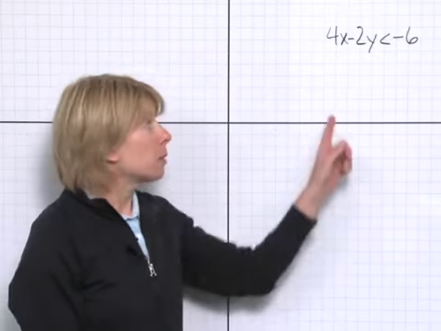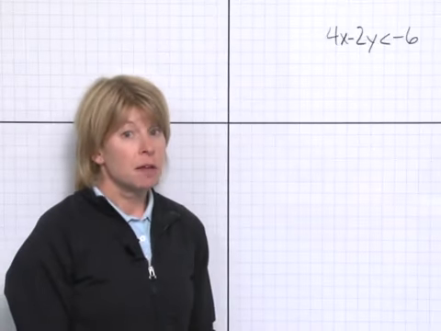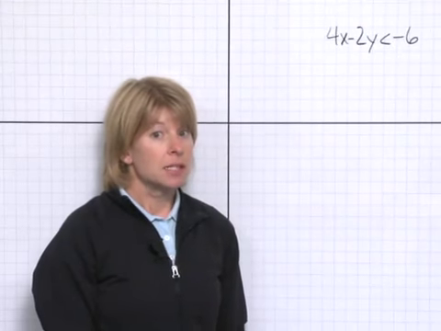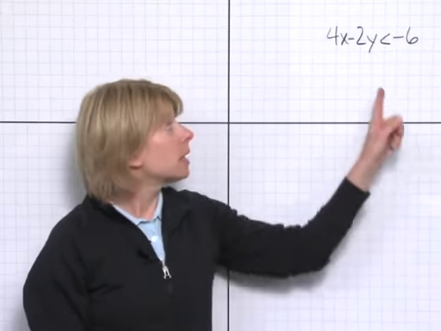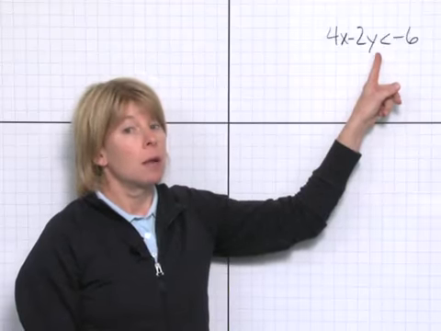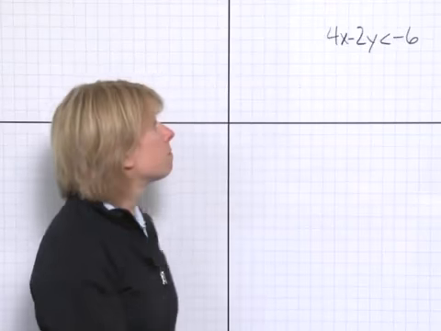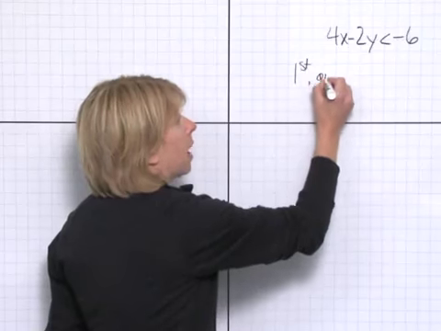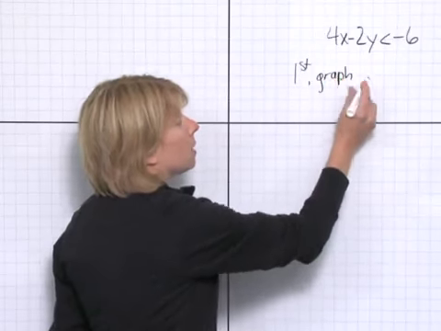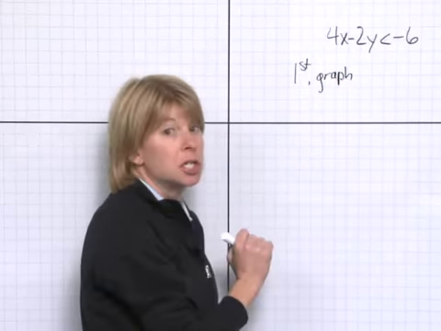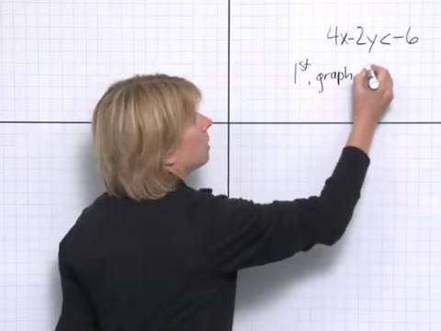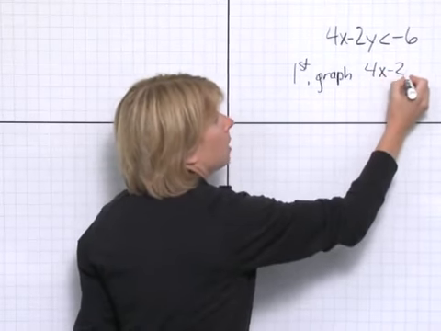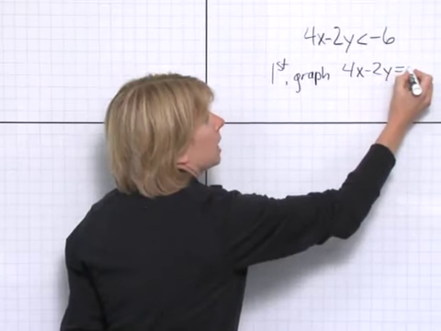Here's our inequality that we want to graph, and the first step in graphing an inequality is to first graph the boundary line. Now, as the hint suggested, because I have a less than symbol in the inequality, I'll be graphing that line with a dashed line. So first we're going to graph the boundary line, and to get the boundary line I change the less than symbol to an equal sign. So we're going to be graphing the line 4x minus 2y equals -6.